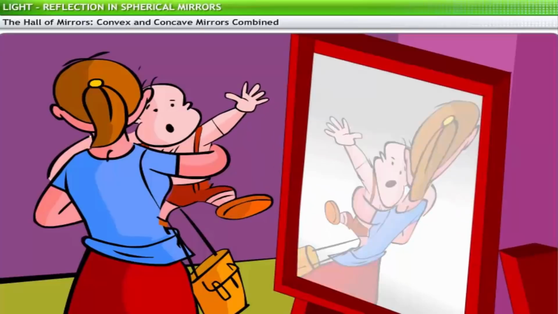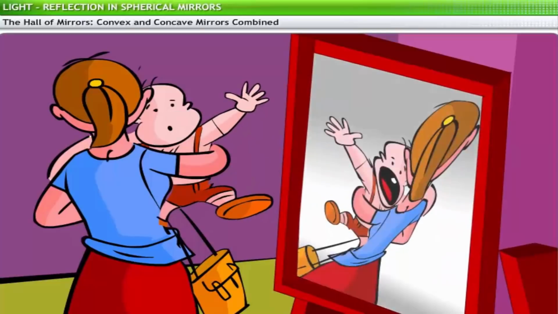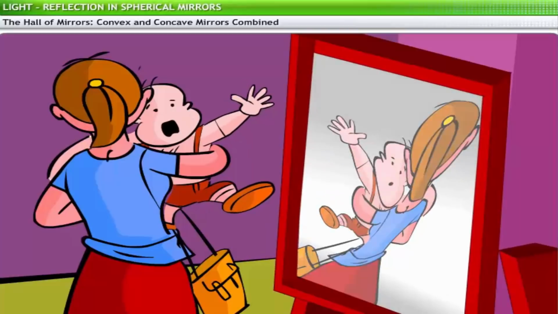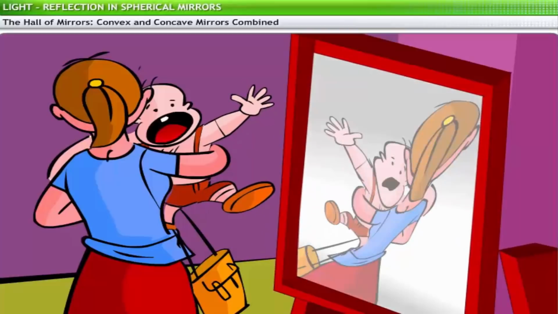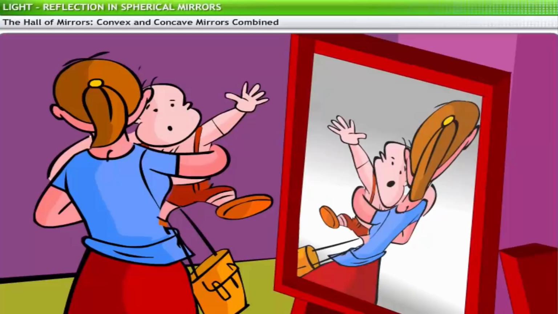With a set of such mirrors around you, you can see a variety of images of yourself, an undoubtedly interesting experience.